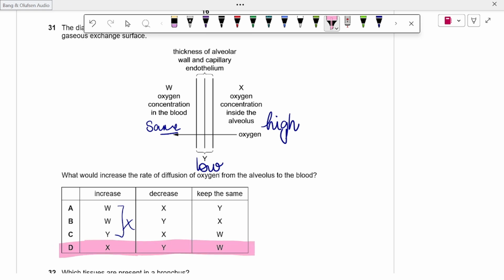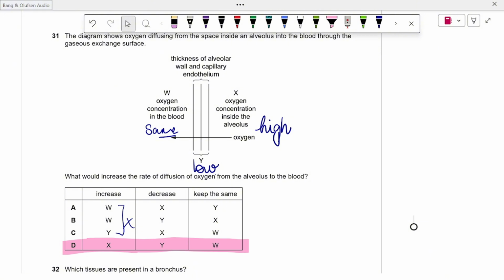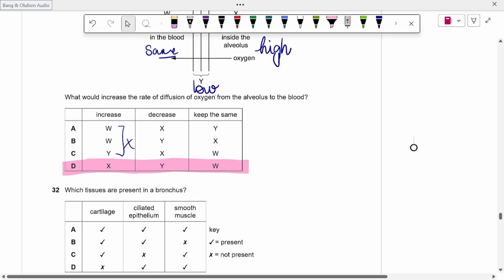This is your correct answer. Is this clear? What will increase the rate of diffusion of oxygen? So obviously alveolus में high होना चाहिए so that your oxygen can enter into your blood. I hope this is clear.